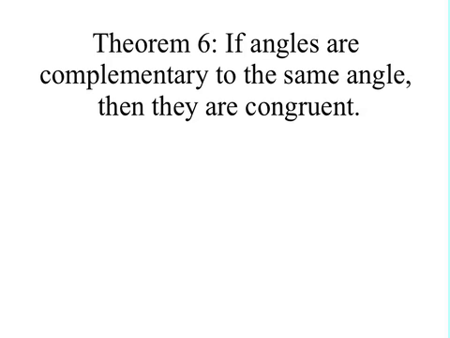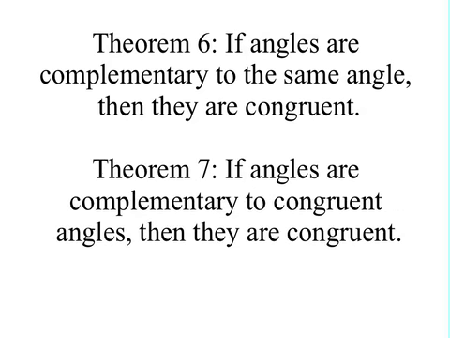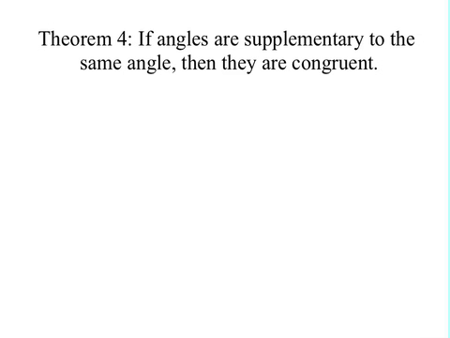Theorem 6, if angles are complementary to the same angle, then they are congruent. The proof is very similar to the proof for Theorem 4, so you can try it if you want, but we're not going to show it again here. And the same, Theorem 7, if angles are complementary to congruent angles, they are congruent, and that proof is very similar to the proof for Theorem 5. So we're not going to show that here.